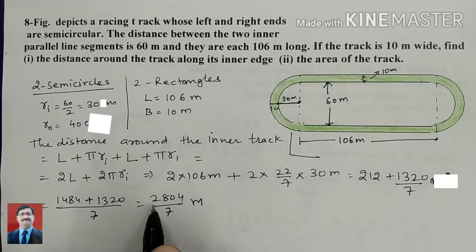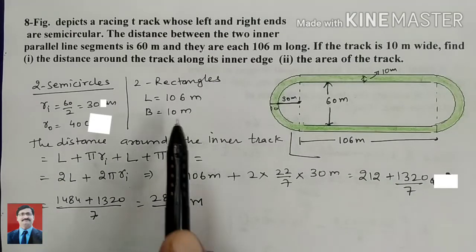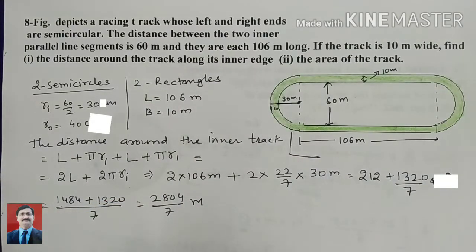2804 upon 7 meters we will have. This is the length of the inner track.